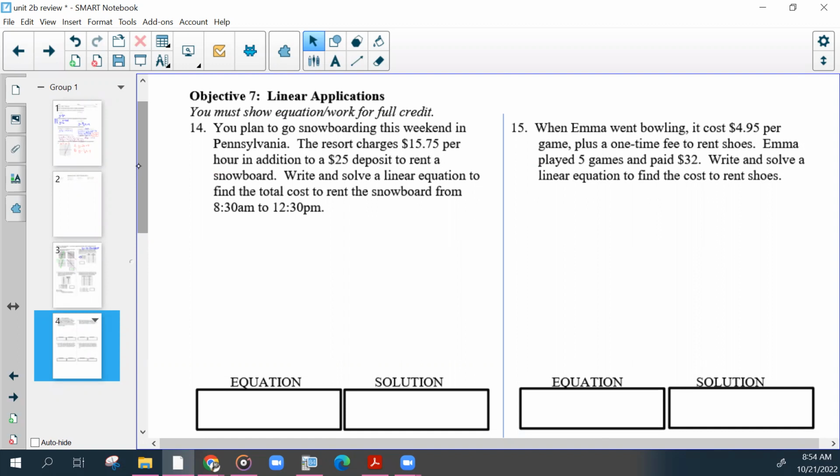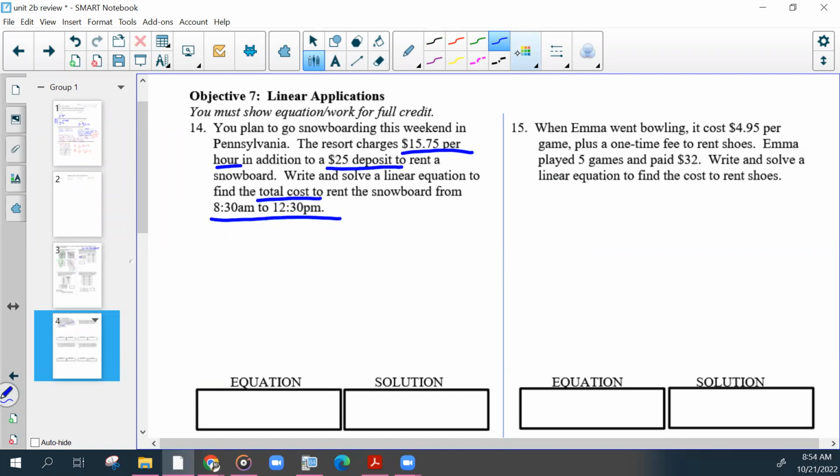Think about what type of problem this is, find the important information. This is $15.75 per hour. The $25 deposit. We have to write and solve a linear equation to find the total cost from these hours. What did they give us? What information can you pick out that they gave us?